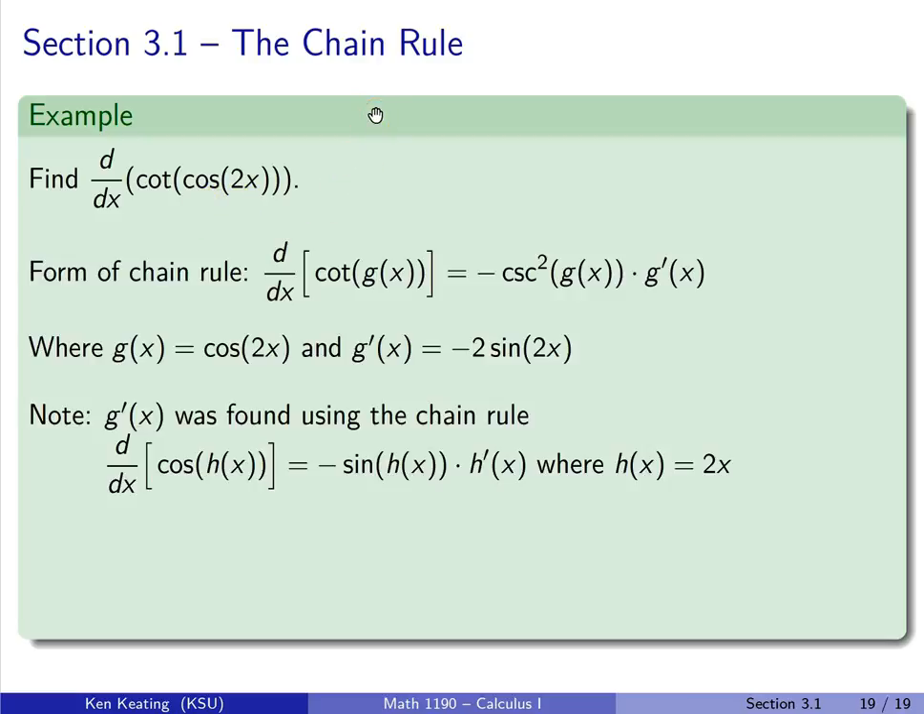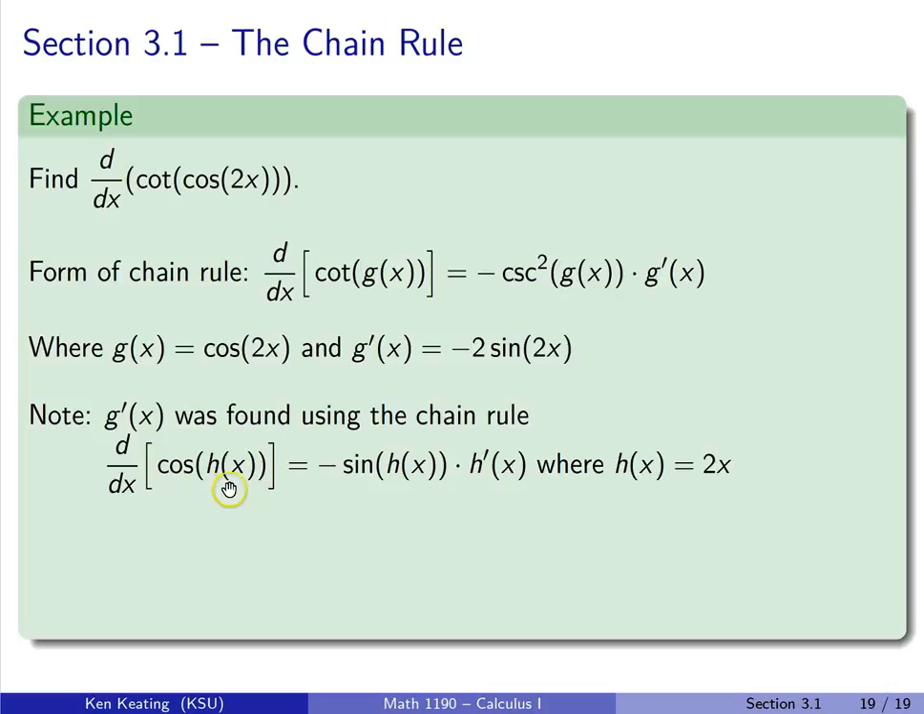So let's take a look at it. Start again from the outside in. The derivative of cotangent of a function is minus cosecant squared of that function times the derivative of that function. All right, g of x is cosine 2x. g prime of x needs its own chain rule. So I kind of did this down here. The derivative of cosine of a function. Now, since I've used g, I'm going to use h.